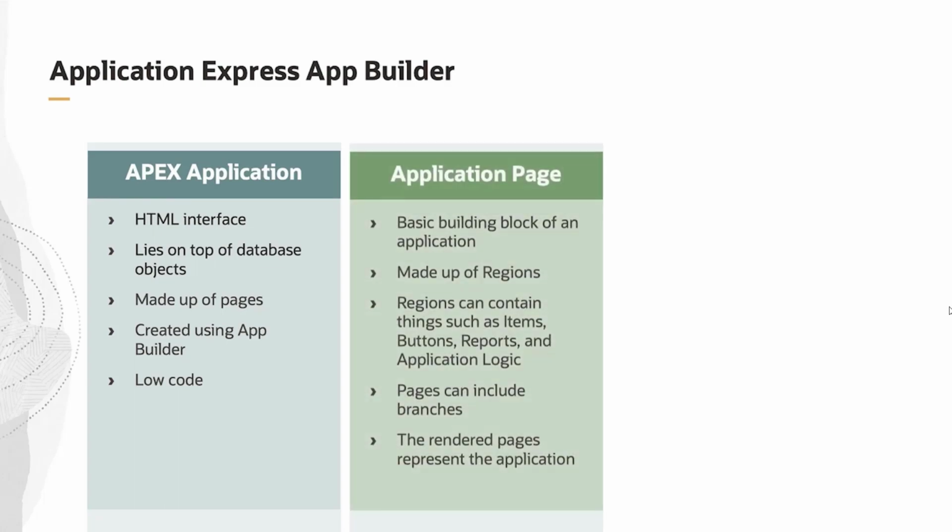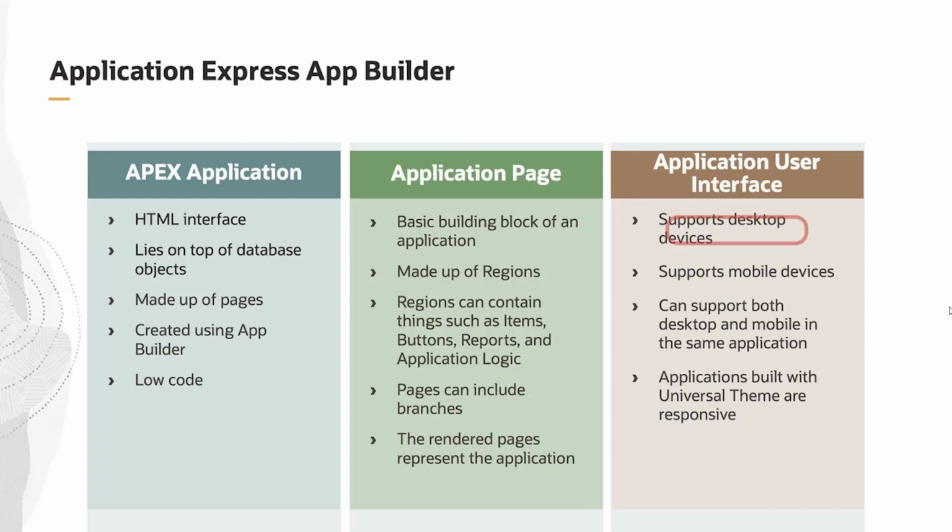The application is made up of pages. Pages are the basic building blocks of an application. Now, pages are made up of components called regions, and everything that is visible inside Application Express when it's rendered on a page has to be in some sort of a region. Regions contain things like items, buttons, reports, and application logic. Pages can include branches to allow you to navigate to different pages in the application or to other applications or URLs.